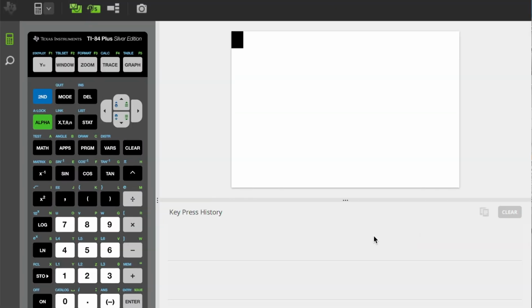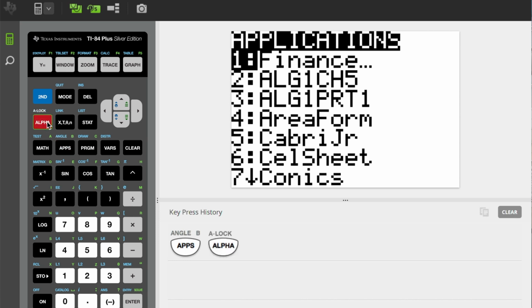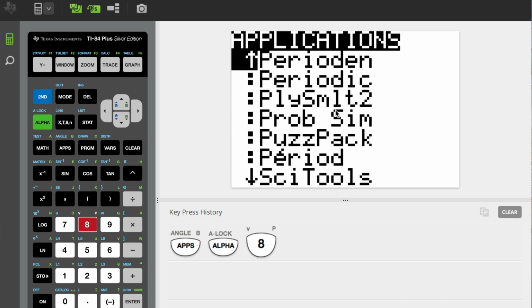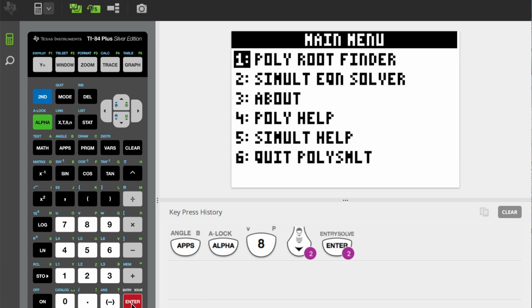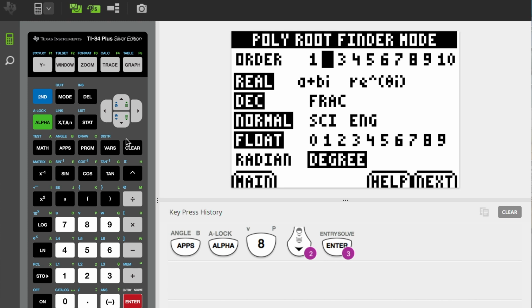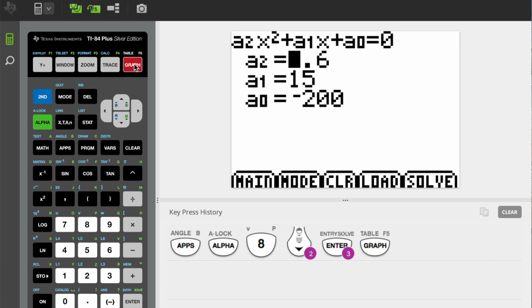All right, let's plug this formula into PolySymbol. So we got to go to Apps. Again, we got to scroll all the way down to P. Once we get down to P, we're going to pick PolySymbol. And we have to hit enter a few times. We are going to be doing a second order, just like we did before. We got to hit graph to hit next. And we just got to fill in our information.